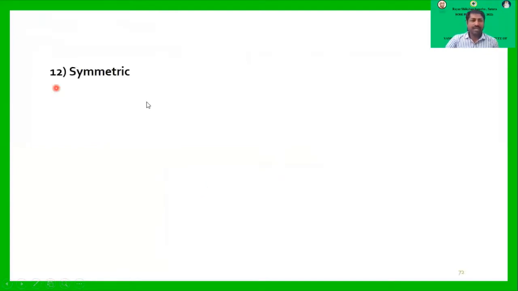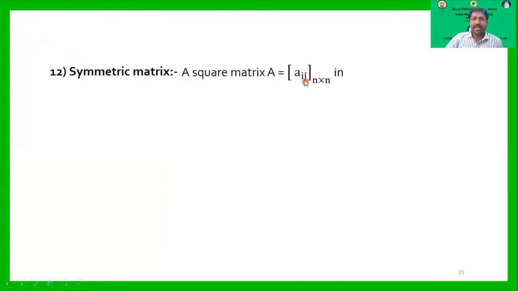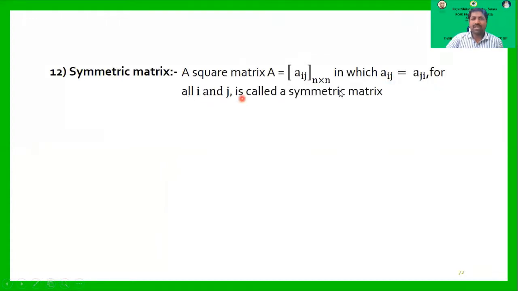Now we have the 12th type, symmetric matrix. A square matrix A, Aij of order n by n, in which Aij is equal to Aji for all i and j, is called a symmetric matrix. A square matrix in which Aij is equal to Aji for all i and j is called a symmetric matrix.